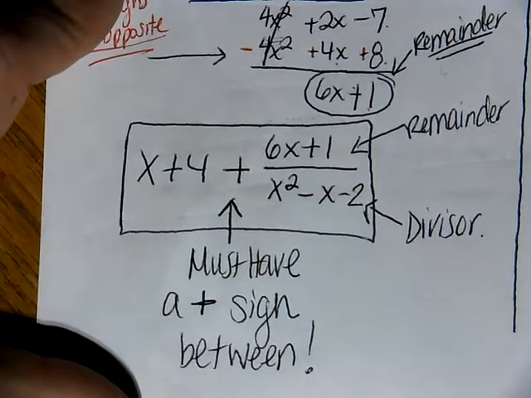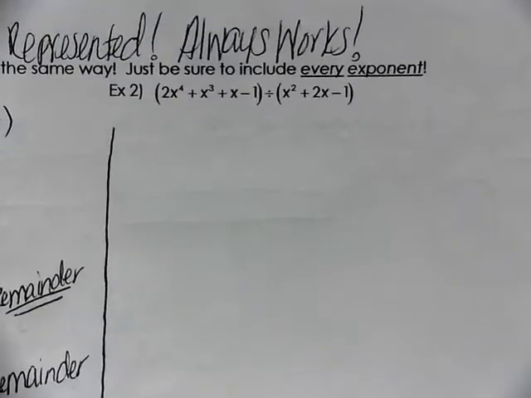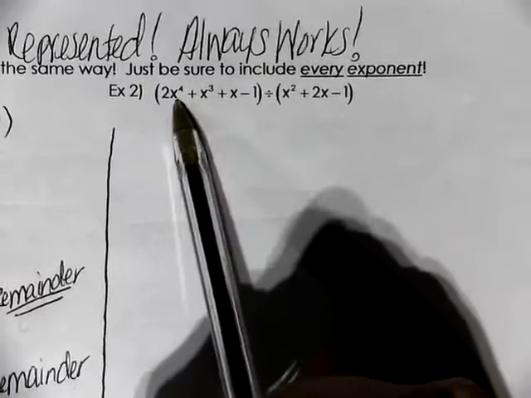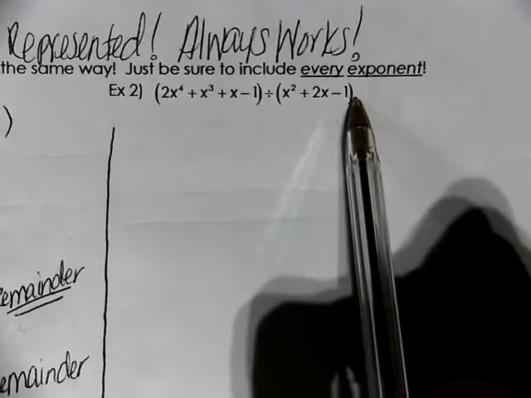This is the answer to your problem. So now let's go ahead and look at example number 2. For example number 2, we want to make sure that every degree is represented. I see 4, 3, 1, 0. I see 2, 1, 0.